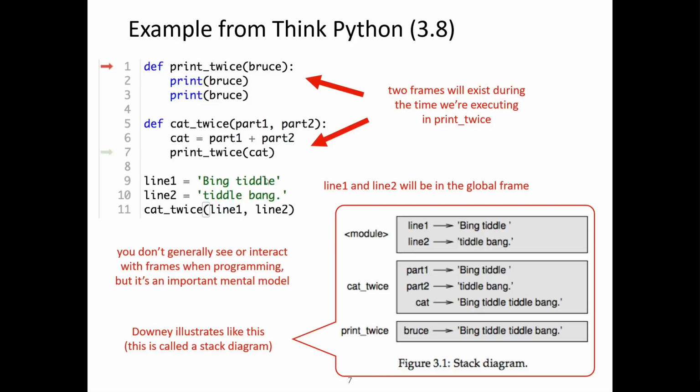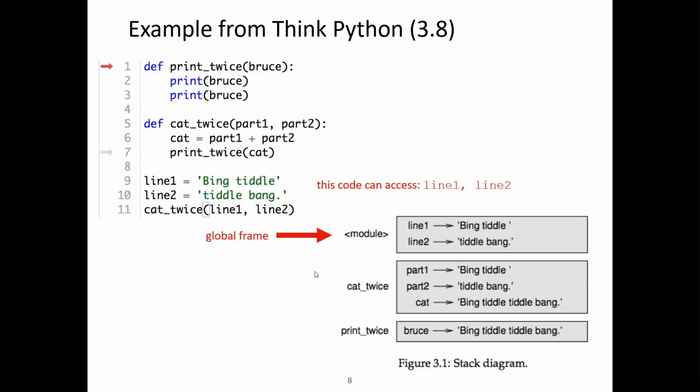Then when we call cat twice on line 11, it'll add another frame. This is a local frame, for cat twice, a function invocation. And inside we have local variables, part 1 and part 2. Those are the parameters. We create a new local variable cat, and so those are the 3 variables that are local to cat twice. And then when we call print twice, it's going to add a third frame, and that just has the one parameter Bruce. So that'll be the local variable in this frame.